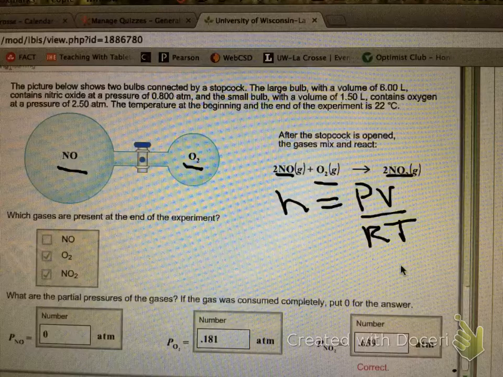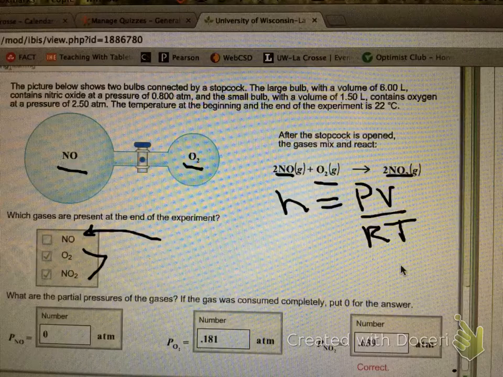What you find is that one is not present at the end of the reaction. That means the one that's not limiting and the product will both be present at the end of the experiment. Also, what that means is if you've used up all your reactant, your partial pressure will be 0. So now we need to find the partial pressures of the other gases. Using the moles we have left over, we can figure out the new pressure in the container.